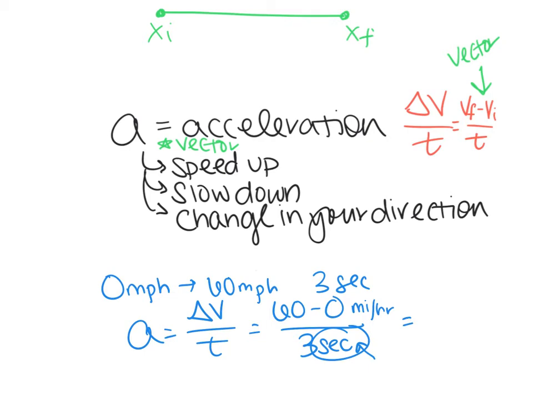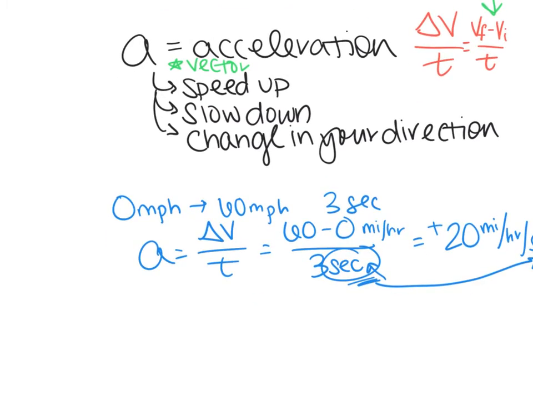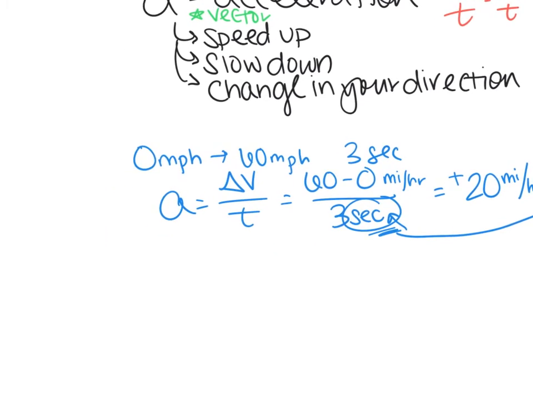Or understand that when I gave my final answer, I would have a positive acceleration because I sped up, of 20 miles per hour per second. If I leave that as seconds, those seconds still come along, okay? If I had changed it though, let's say that instead of saying 3 seconds, I say in 0.1 hours.